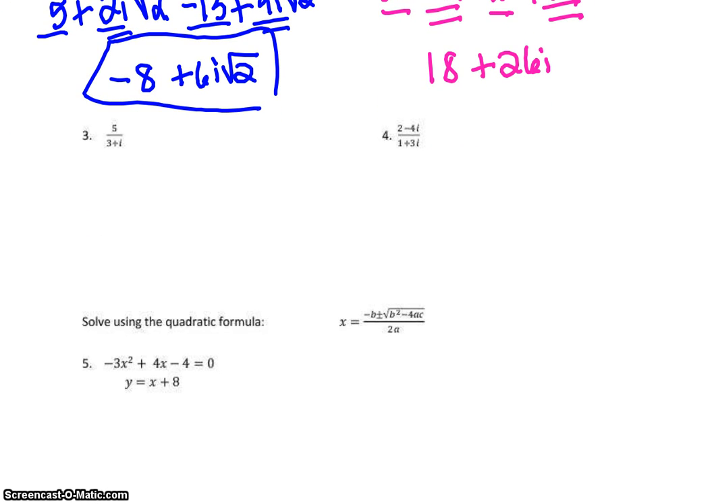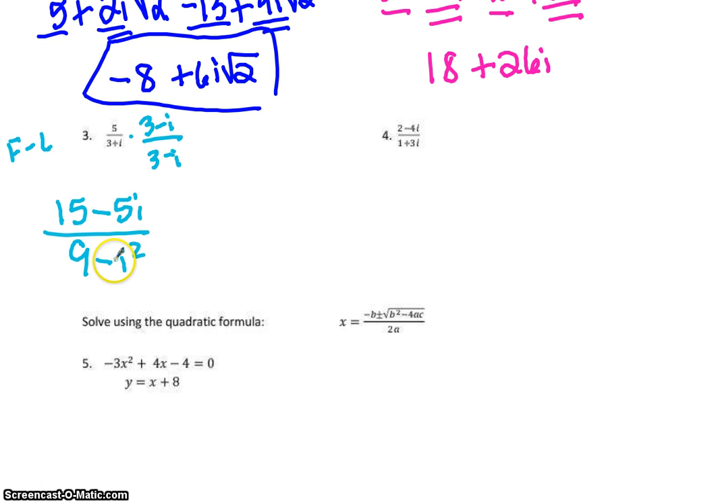Coming down to number 3, you cannot have an i in the bottom. We're going to multiply the top and the bottom by the conjugate. So we're going to say 3 minus i over 3 minus i. So when you distribute your 5, you get 5 times 3 is 15 minus 5i all over. Remember on the bottom when you're doing your conjugate, it's first minus last. So 3 times 3 is 9 minus i times i is i squared.